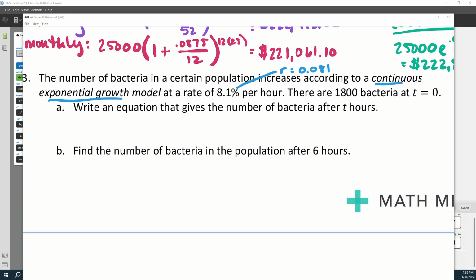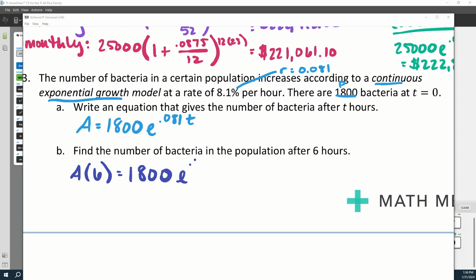And so if there are 1,800 bacteria at time 0, or the initial amount, that's going to be P. We're going to write an equation that gives the number of bacteria after T hours. So I'm going to start with A equals, I'm going to put the initial amount of bacteria, E raised to the 0.081 T. All right, so that's what you do when you're just writing a model or writing an equation to model the situation. And then B wants us to use that model by plugging 6 in for T. So find the amount of bacteria after 6 hours.